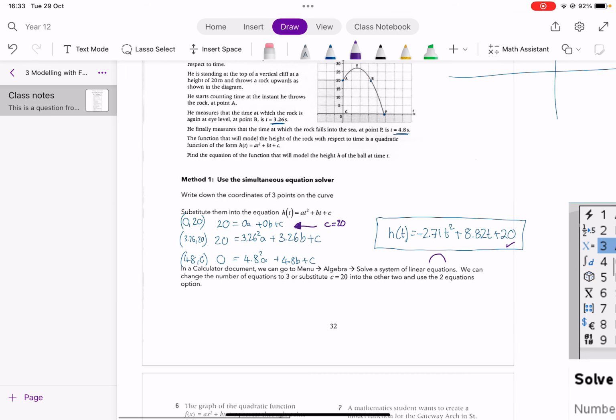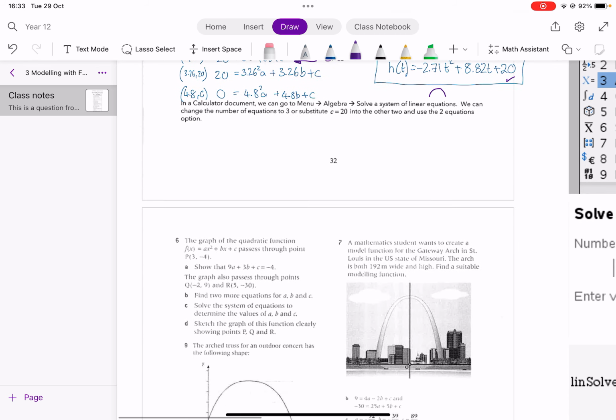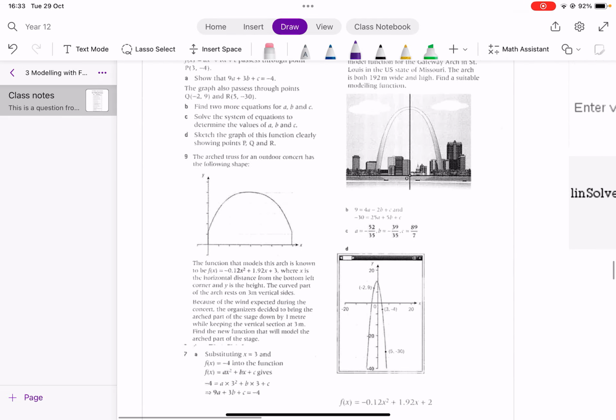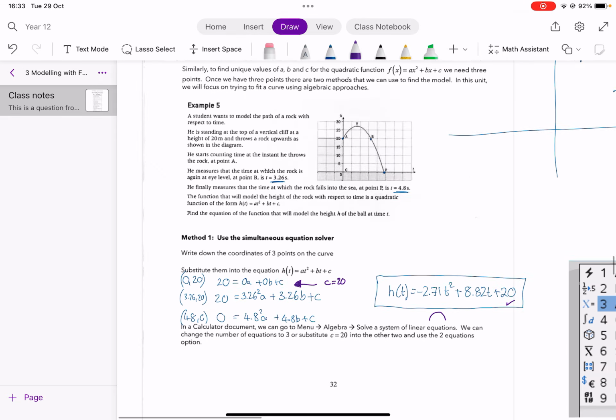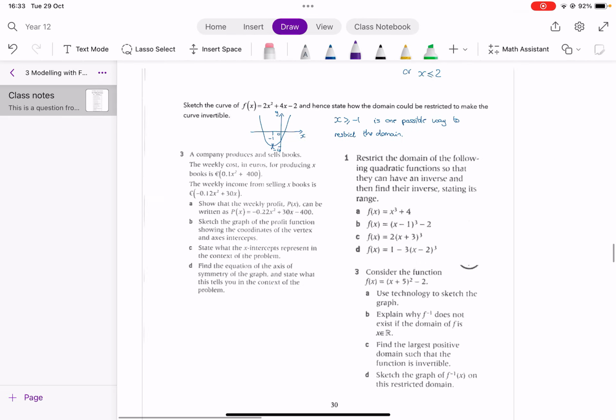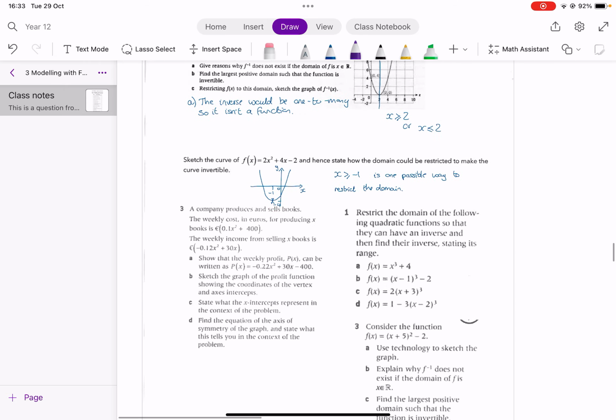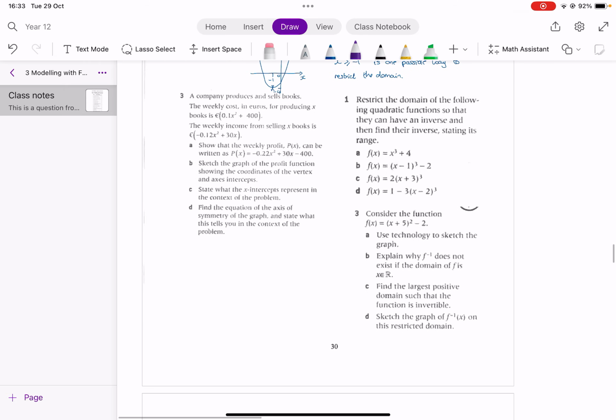Okay, hopefully you'll have plenty of time to do some practice today. There are some practice questions on page 33, and I would highly encourage you to go back to last lesson and do a bit more practice on finding inverse functions as well.